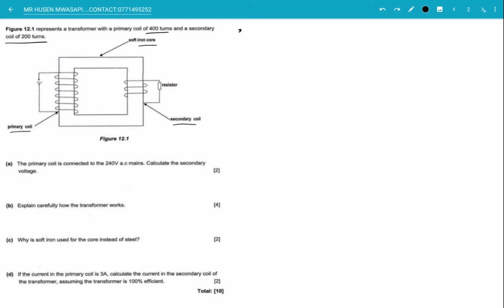So question A says the primary core is connected to 240 V AC mains. You get the secondary voltage. So here we haven't been told that this is actually an ideal transformer. It's just a regular transformer, which means that efficiency is not really 100% because some energy is lost to friction. So let's try and collect data and see what we have.